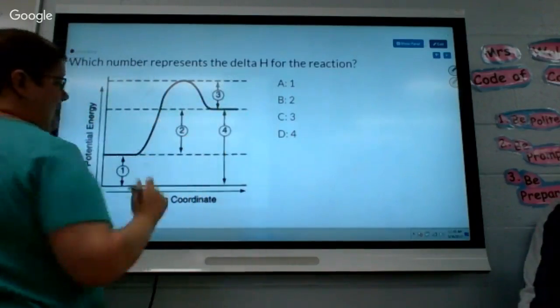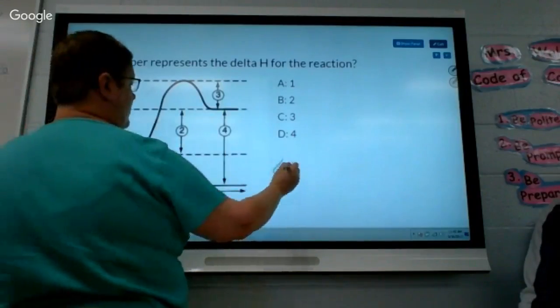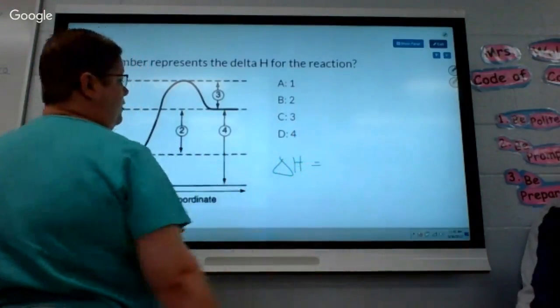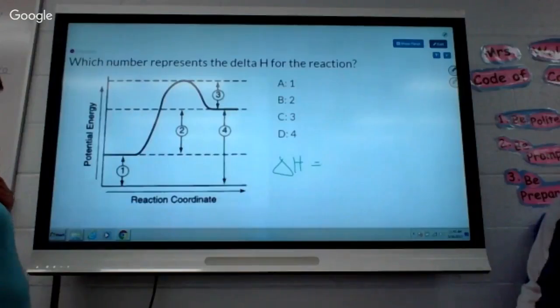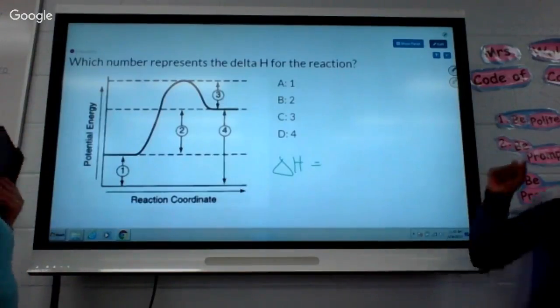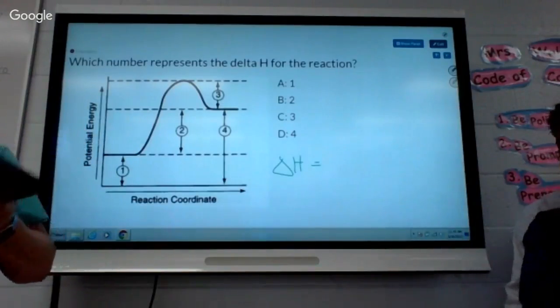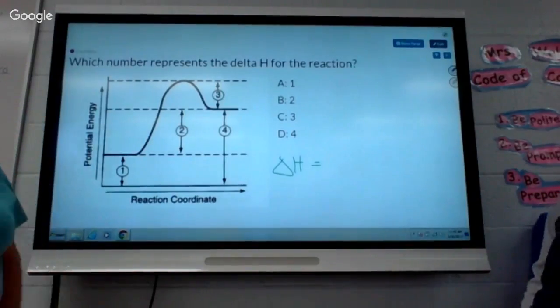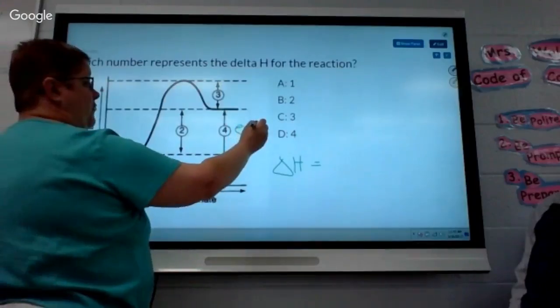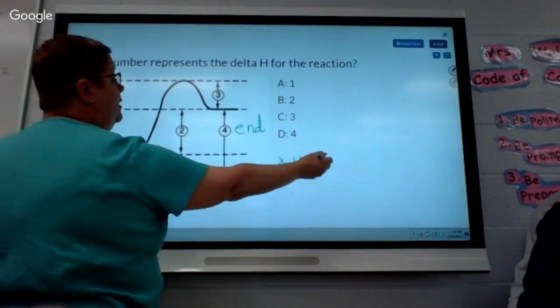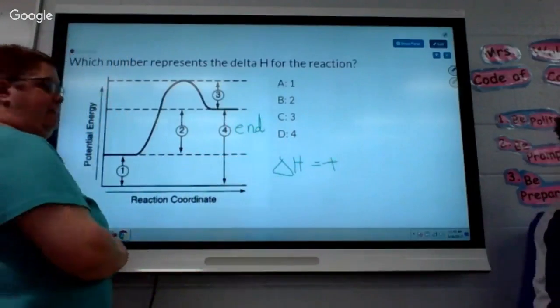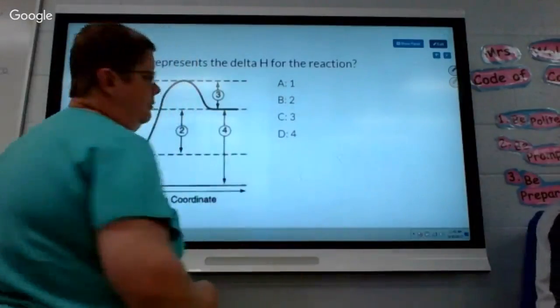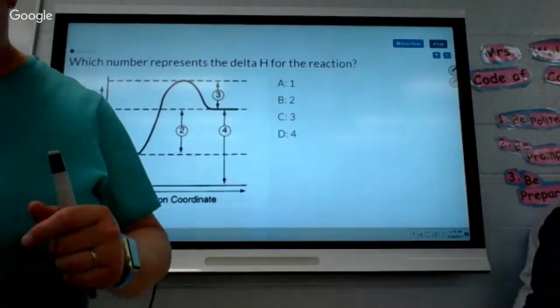What if I asked you what the sign for Delta H is? Could you tell me if it's positive or negative? It's negative. How do you know? How do you decide? It's endo. It is endothermic. So if it's endothermic, it's what? It's positive. Everybody okay with that? All right. I think I have like 2 questions left.